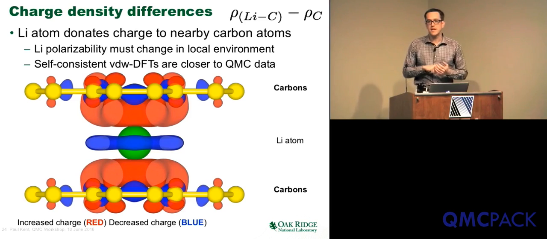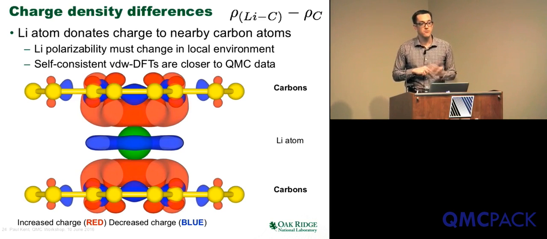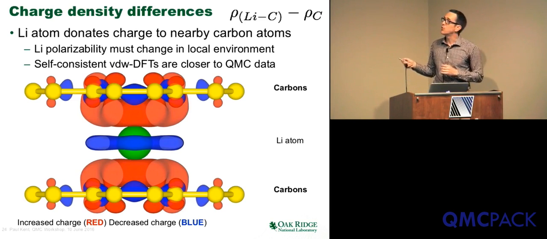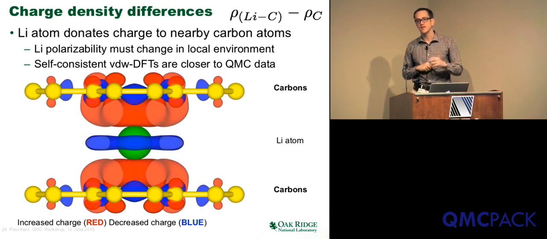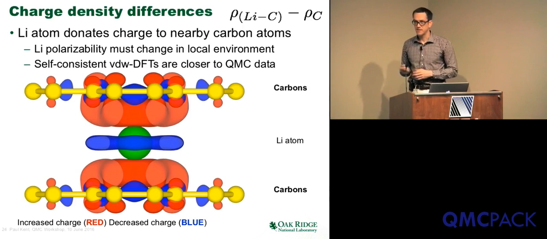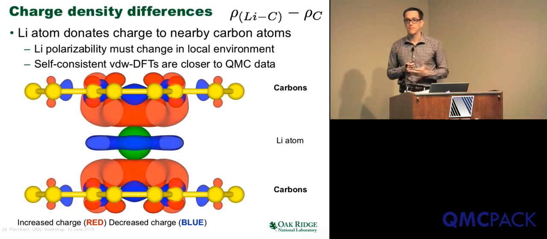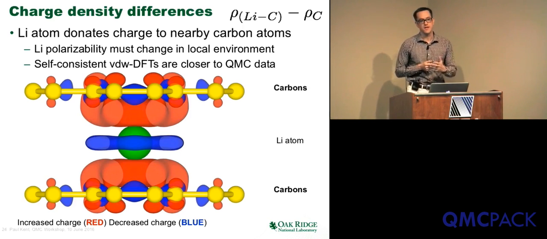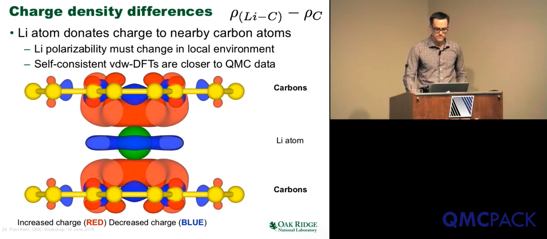So if you have a scheme that depends on the polarizability of the lithium atom, it's important to reparameterize it based on the actual charge that's there. That's actually straightforward, and we were able to show that by tuning those polarizability parameters, we're able to get much better results. In this case, for lithium and graphite, the C6 parameter should be 0, in fact, if you want to be closest to the QMC data.